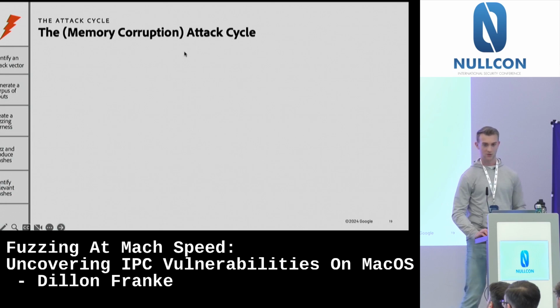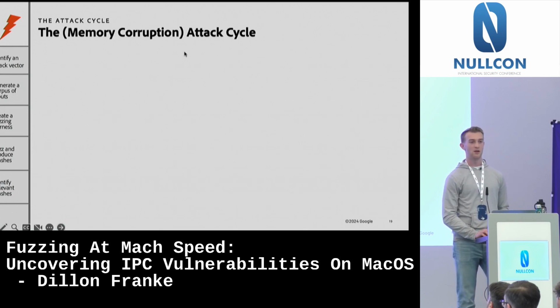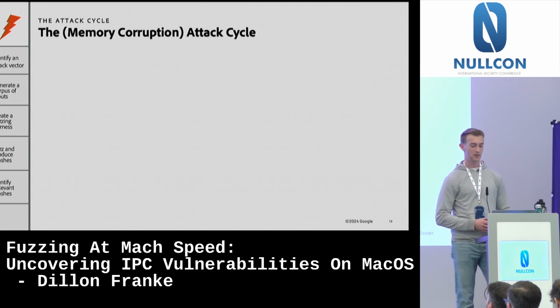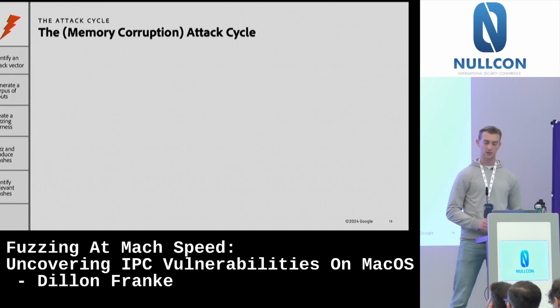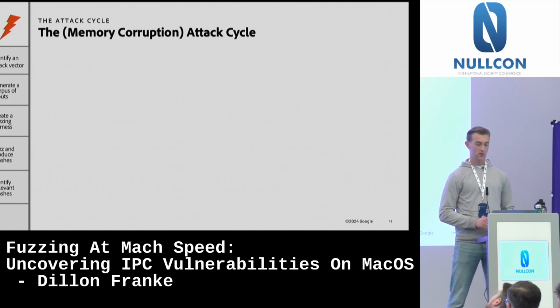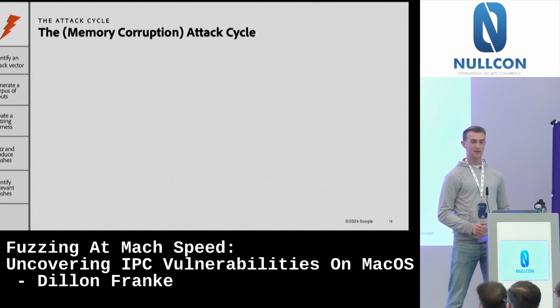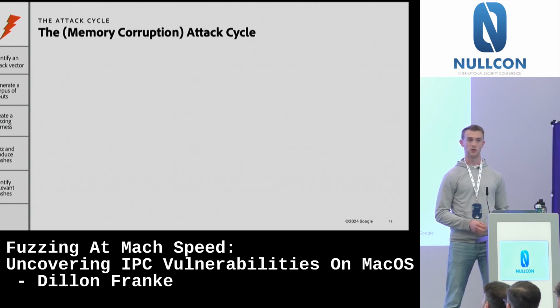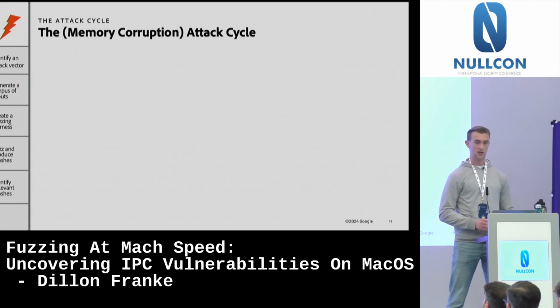Okay, perfect. So we've talked a little bit about what fuzzing is, why we might want to do it, what Mach messages are, and how IPC works on macOS. So now we're going to jump into the attack cycle as far as memory corruption goes that I've established and tried to look at throughout this research.